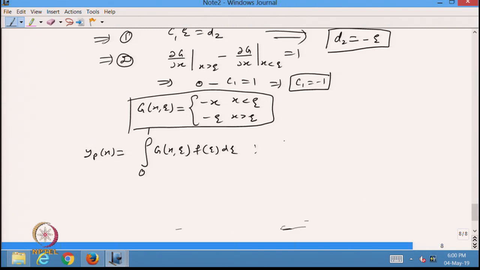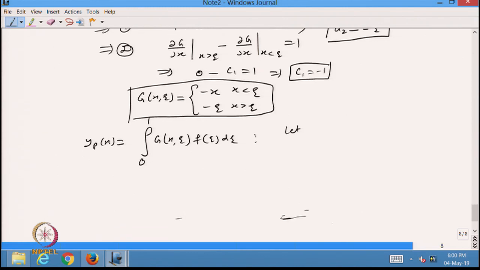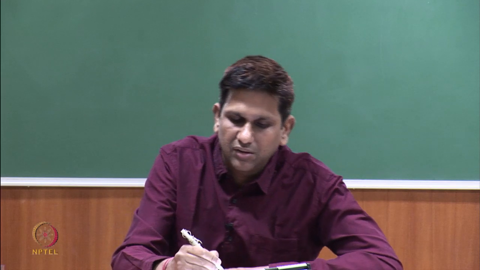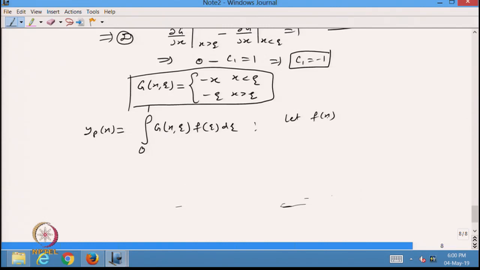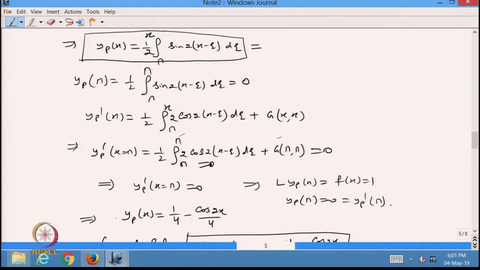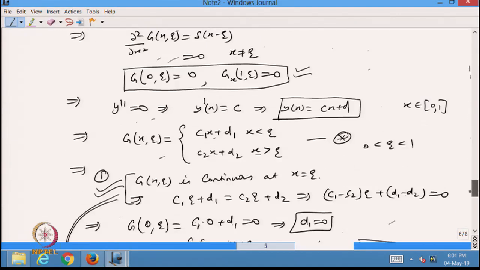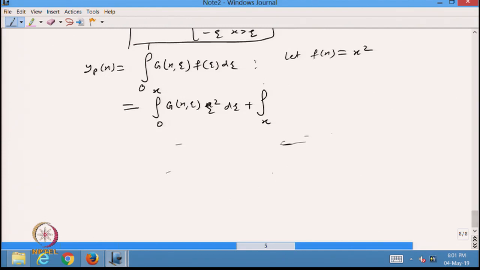So, in this case, because if you see, we started with the equation with f(x) unknown. So, now I define the f(x). Let us take a simple one. Let us take f(x) equal to x square. So, if I take x square, then my yp(x) I can define as the integral from 0 to x of G into xi square d xi, plus the integral from x to 1.